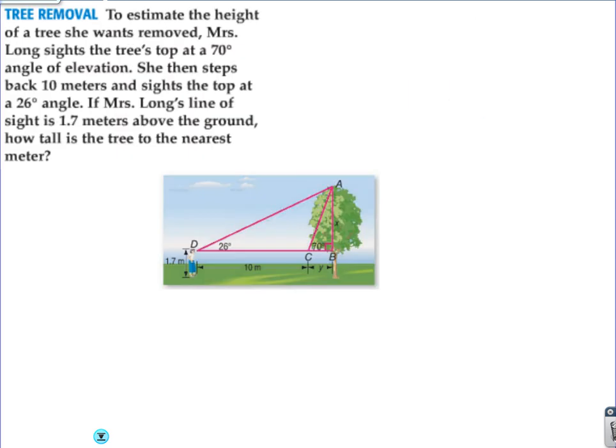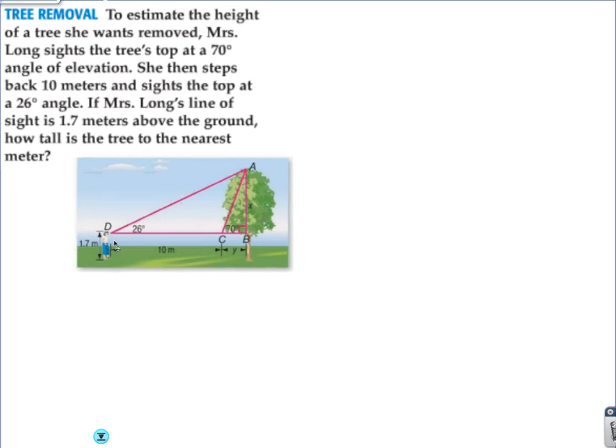I lied to you, there was one more. Let's work it, just to be safe. To estimate the height of a tree that she wants removed, Miss Long sights the treetop at a 70-degree angle of elevation. This is a pretty neat problem.